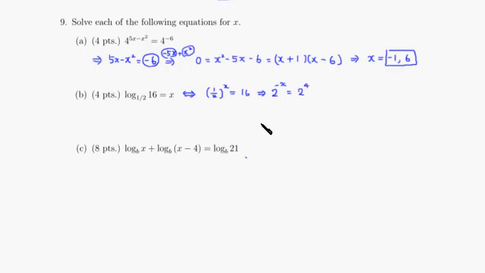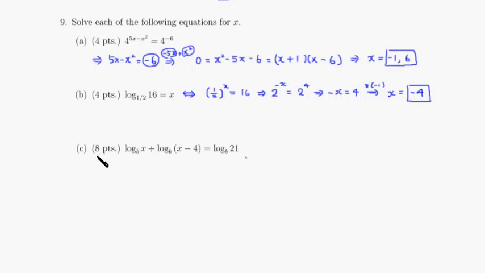You have the same base, so we have to match the powers. So -x must be equal to 4. Then we can just multiply both sides by -1 to get x equals -4. All right, so we found the x value.